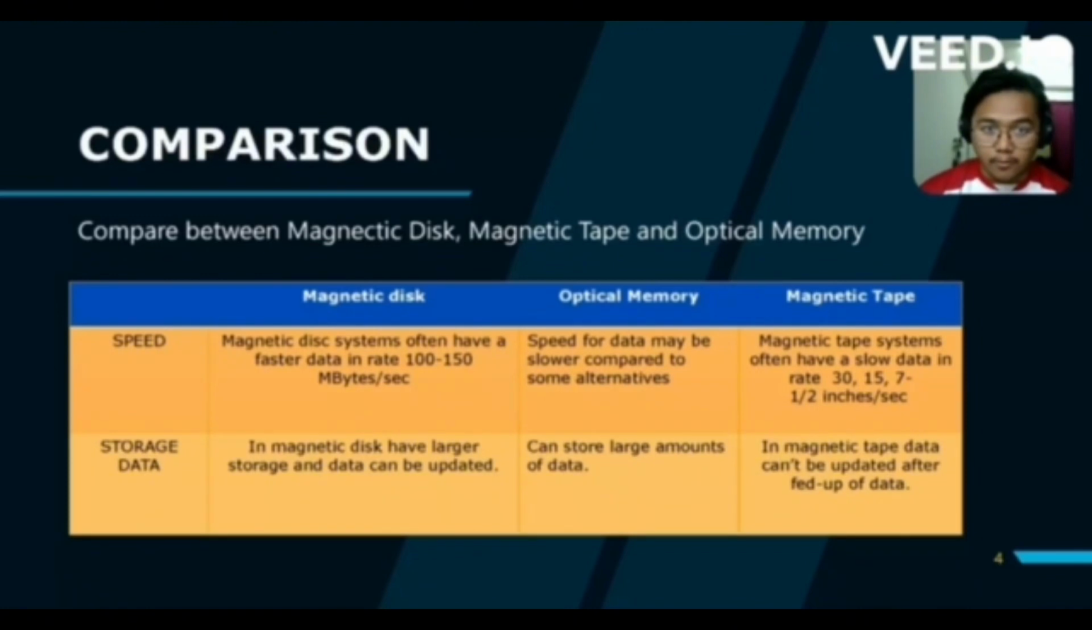Let me explain about optical memory. When you need to save data, it has more storage. But when you need to update and save data, it takes time because optical memory is the slowest. So saving data in optical memory takes more time.